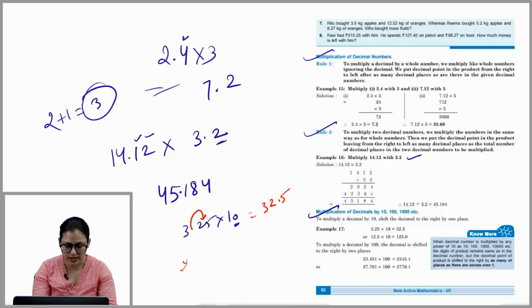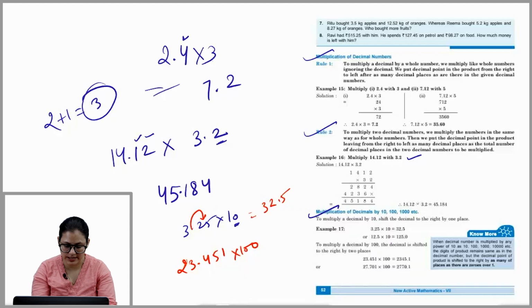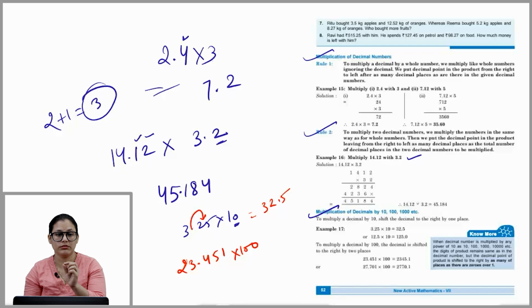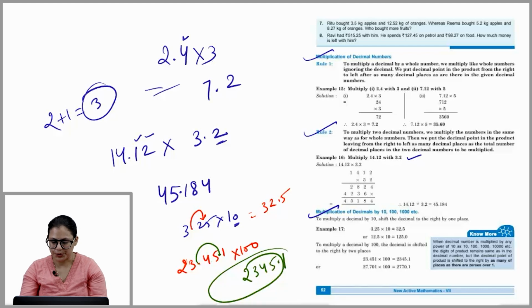Now, 23.451 into 100. So what will you do? You will shift this decimal to the right by 2 places: 1, 2. So the decimal will be here. No need to multiply. 2345.1 is the answer.